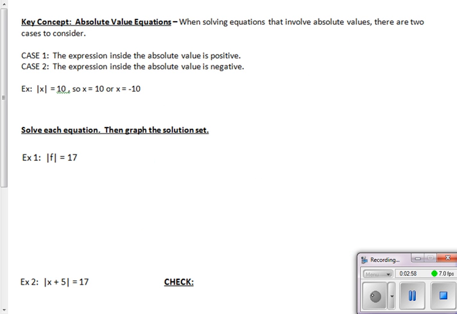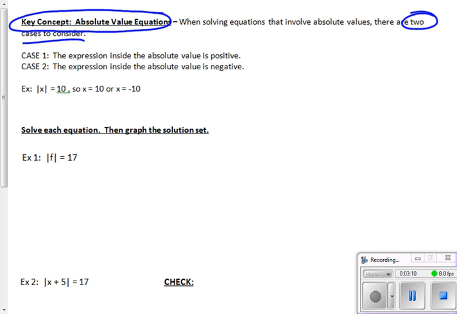When solving equations here, the key concept is a big piece of the pie. When solving absolute value equations, there are 2 cases to consider. Here's both cases. Case 1, the expression inside the absolute value is positive, and case 2, it is negative. Take this for instance. We have the absolute value of x equals 10. 10 can be substituted in for x because the absolute value of 10 is 10. So that is a true statement. Also, x can be -10. If you put in -10 for x, the absolute value of -10 equals 10 because it's 10 units from 0.